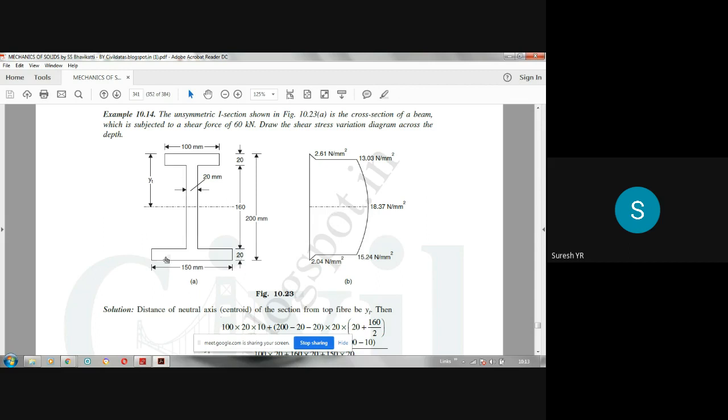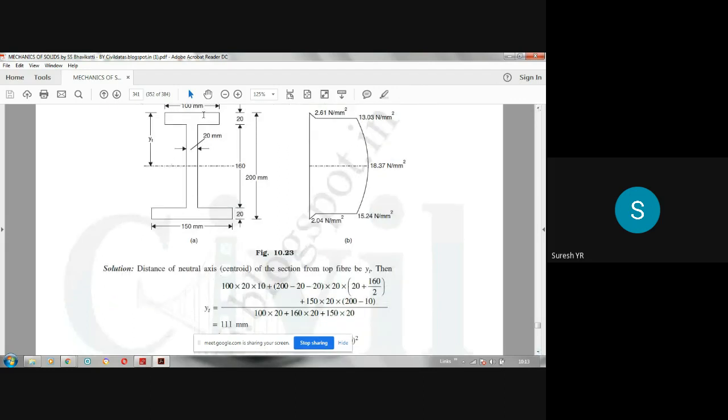In this case, first we have to find the centroid as usual, because the centroid will not be exactly at the center. Your top flange and bottom flange are of different dimensions. The top flange is 100 by 20, the bottom flange is 150 by 20, and the web is 20 by 180. That is the dimension. So locate the centroid of this I section. Once again, as usual, Y bar is calculated with respect to the top fiber.